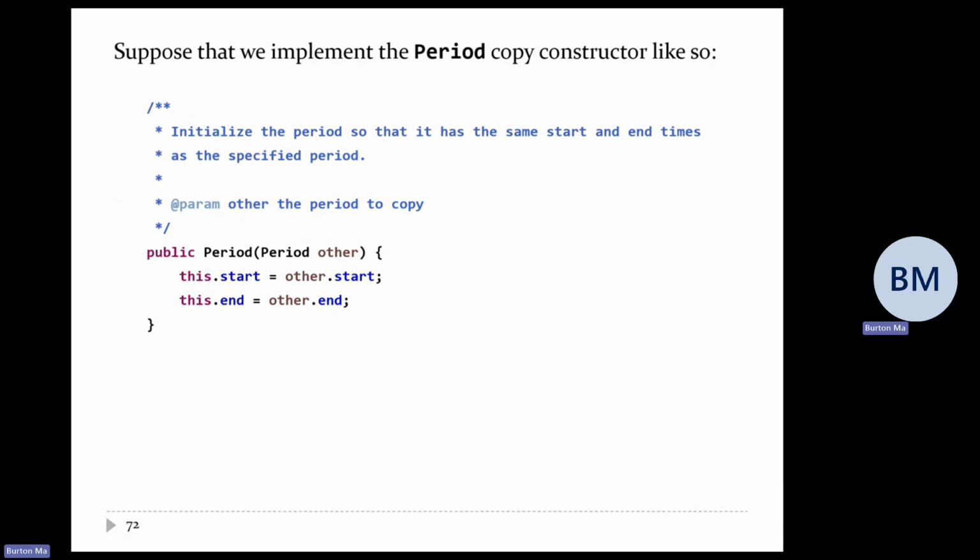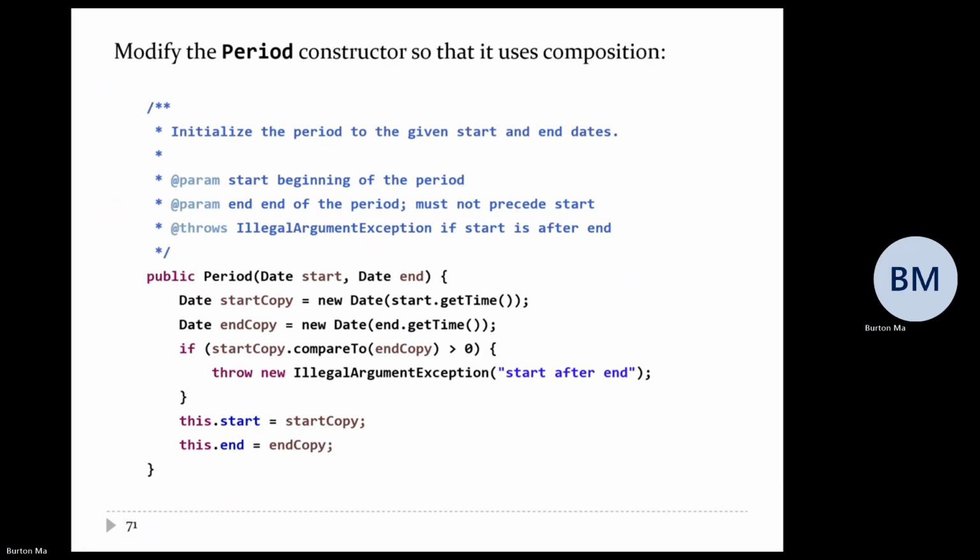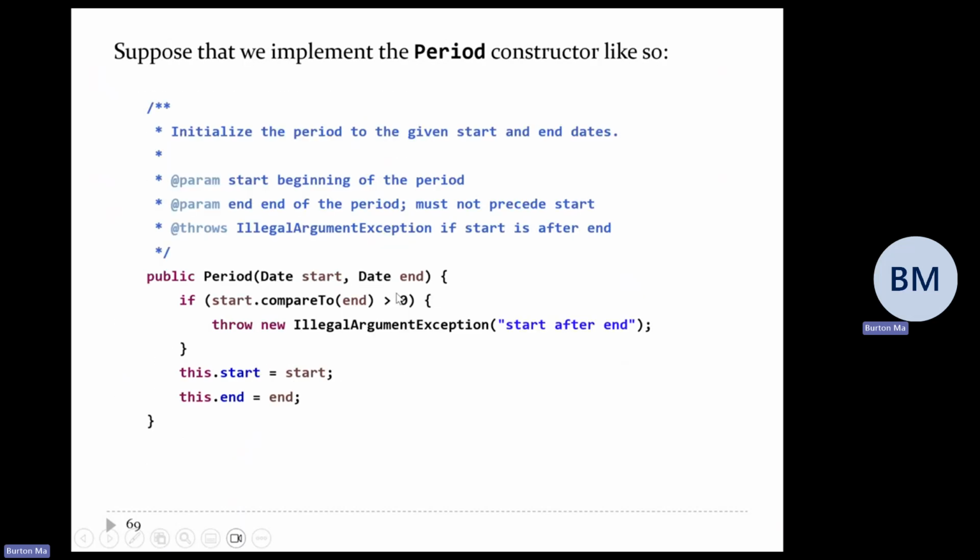It gets worse back here. So here's the constructor where someone passes in a start time and someone passes in an end time. So if you just wrote this, this start equals start and this end equals end.